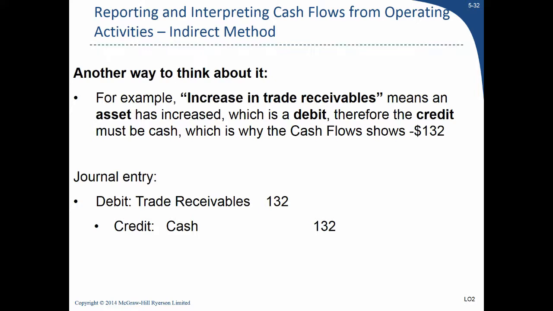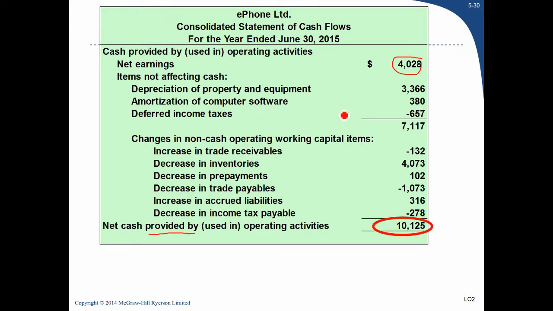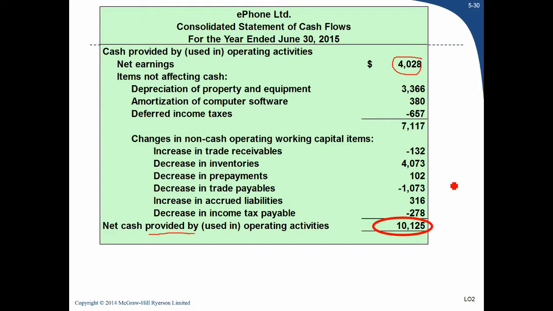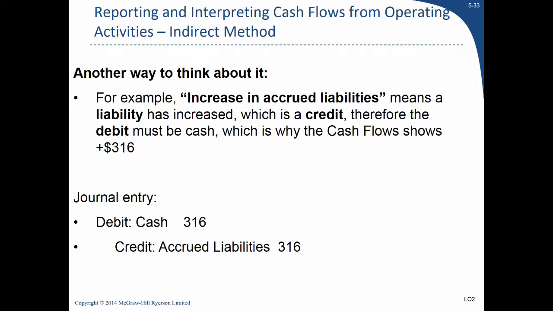So here's just an example of the thought process. Let's look back at that increase in trade receivables. The thought process would be, well, if my trade receivables increase by 132, that's a debit. I need a credit, it has to be cash. So I'm crediting cash, and therefore you see minus 132. Remember, the goal of this is to get to impacts in cash, right? We're showing the cash balance. Same thing, just for the accrued liabilities. If my accrued liabilities are increasing by 316, I know that's a credit. So you know your debit has to go to cash. That's an increase to cash.